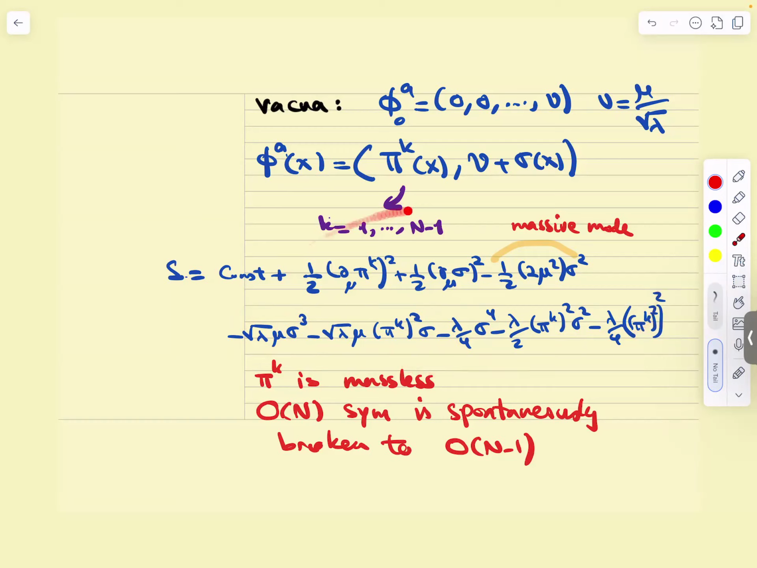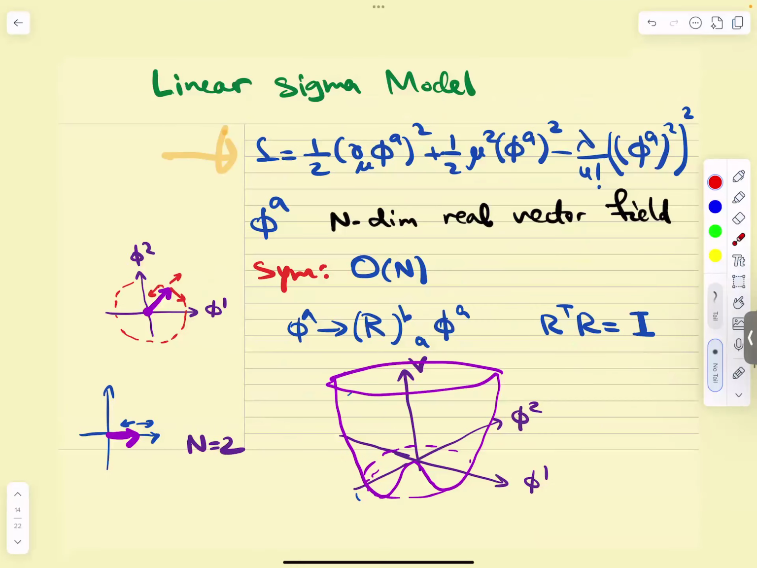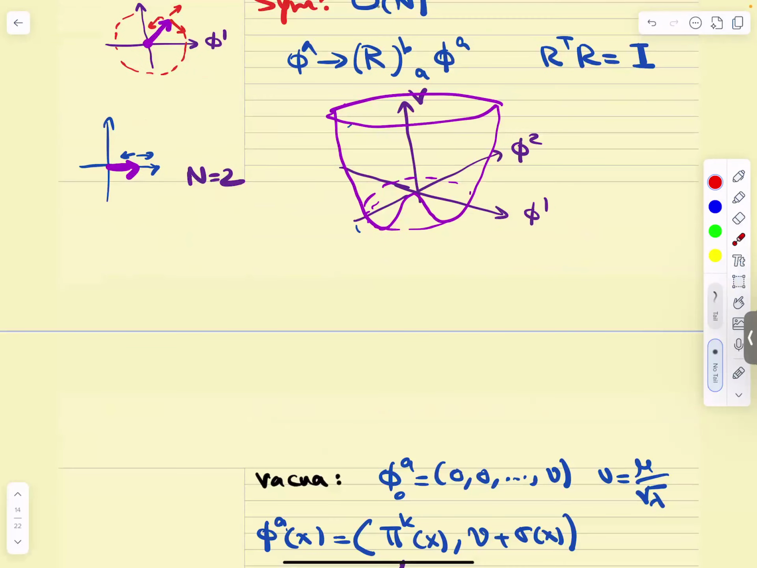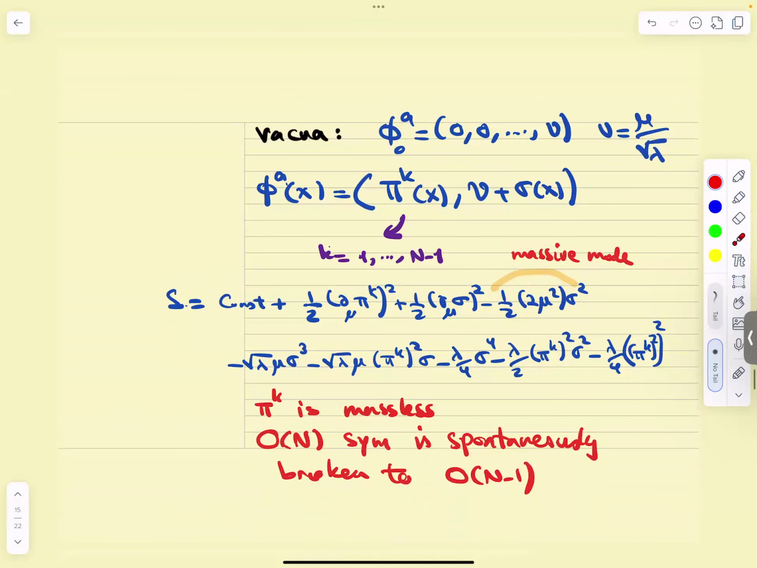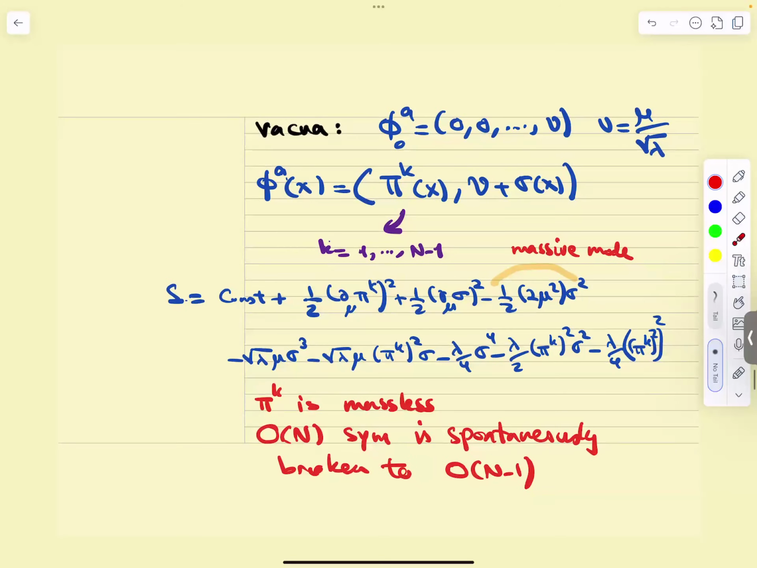The lesson from this exercise is that pi k remains massless. ON symmetry is spontaneously broken to ON minus 1. In this picture, you had the O2 symmetry that's broken. Well, actually, I did not say that. That's an exception, to ON minus 1. It's actually true, but anyway, I don't want to talk about topology. Good.